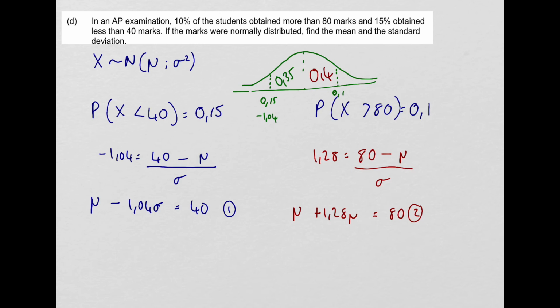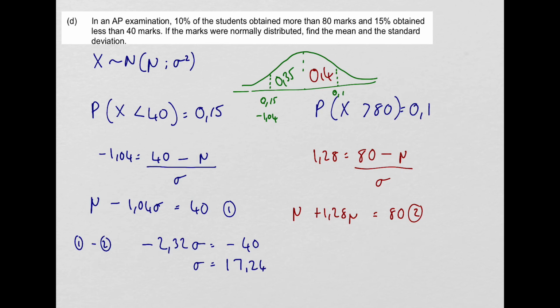So very quickly, if we subtract one equation from the other, then we can eliminate. Okay, so I'm going to say equation 1 minus equation 2. So the mean minus the mean is 0. And then negative 1,04 minus 1,28 is negative 2,32 sigma, which is equal to 40 minus 80, which is negative 40. And therefore, sigma is equal to 17,24. Okay, so that's the standard deviation.